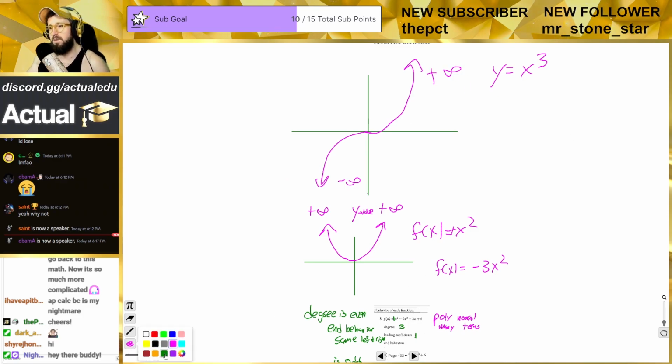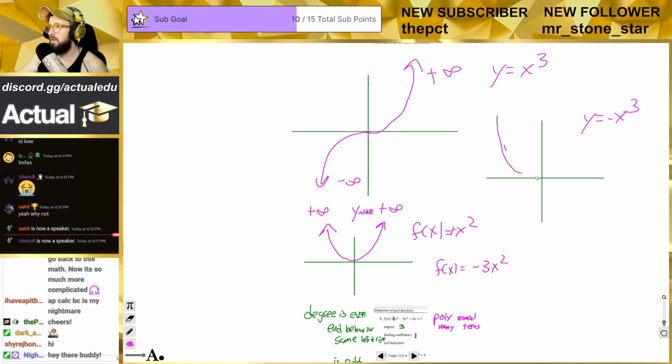If this switches, for instance, y is equal to negative x cubed, then it's going to look something like this. So now it flips. So now as you go to the left, this is positive infinity, and then as you go to the right, what is it going to be? Negative? Oh no, wait, it's still positive, right? No, it's negative.